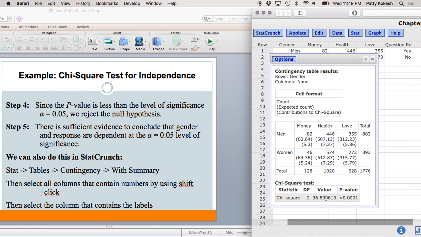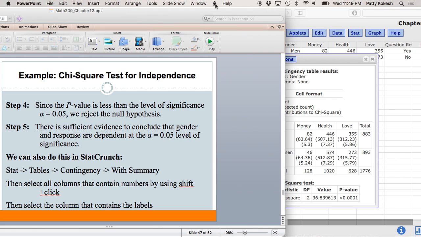And we can look and see where the largest contribution was to our chi-squared. If you look, we have 5.3, 7.37, 5.86, and so on. The largest contribution is the 7.37. And if we look at this, this is men who answered health. We would have expected 507 men to say that they would value health the most, but only 446 men actually did. So there was an inordinately small number of men who answered health, based on what we would expect to happen. So that was the largest contribution to our chi-squared.